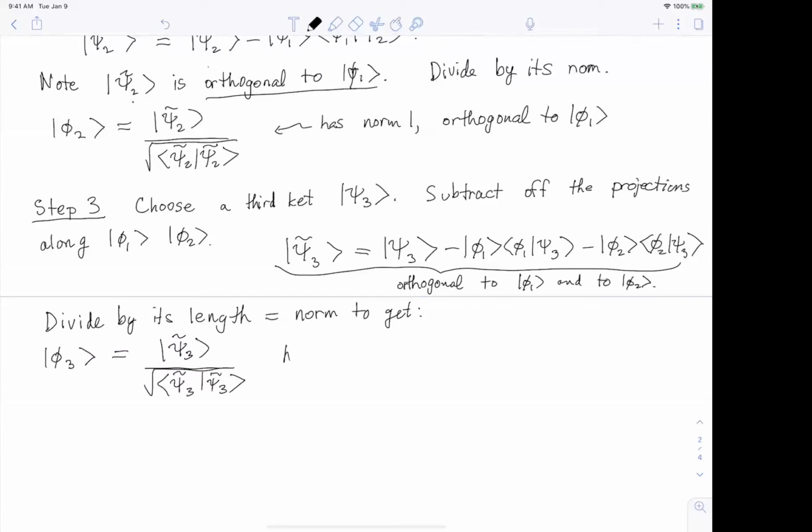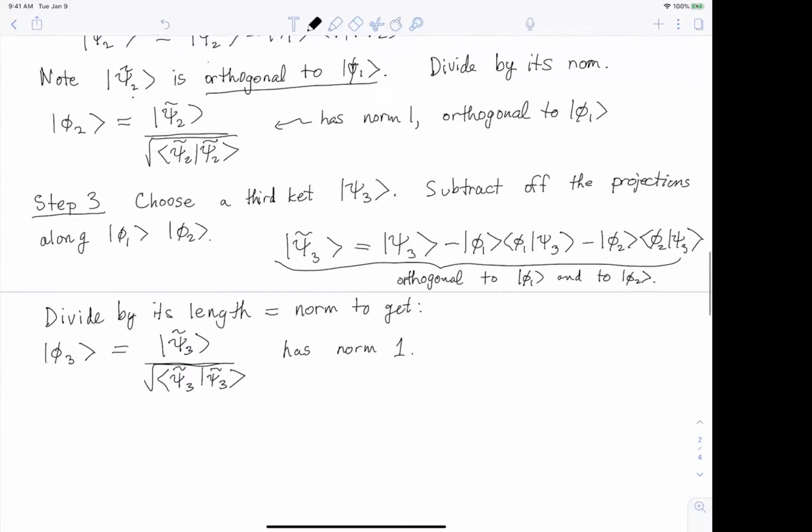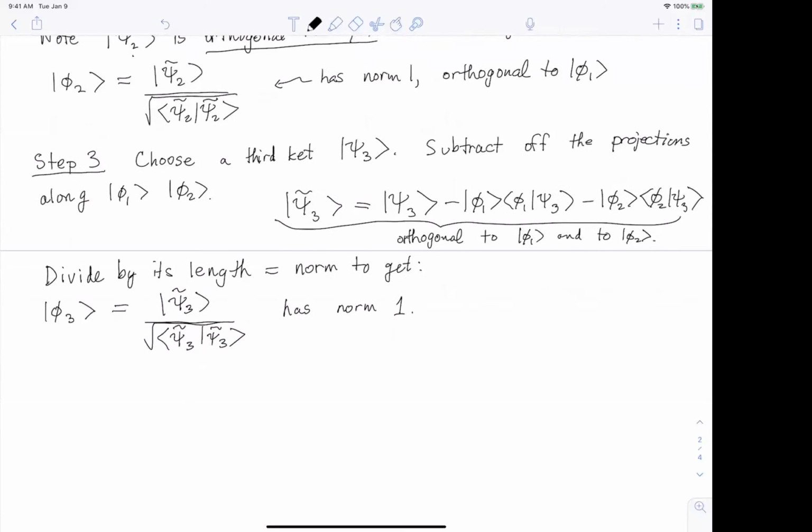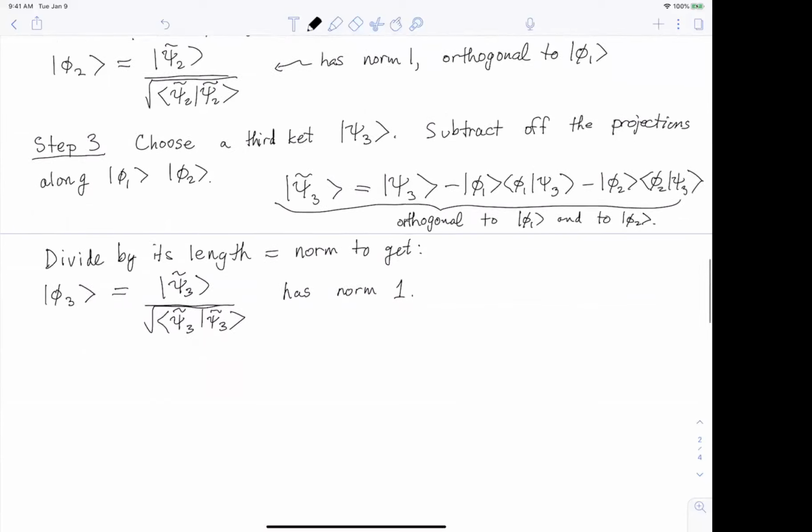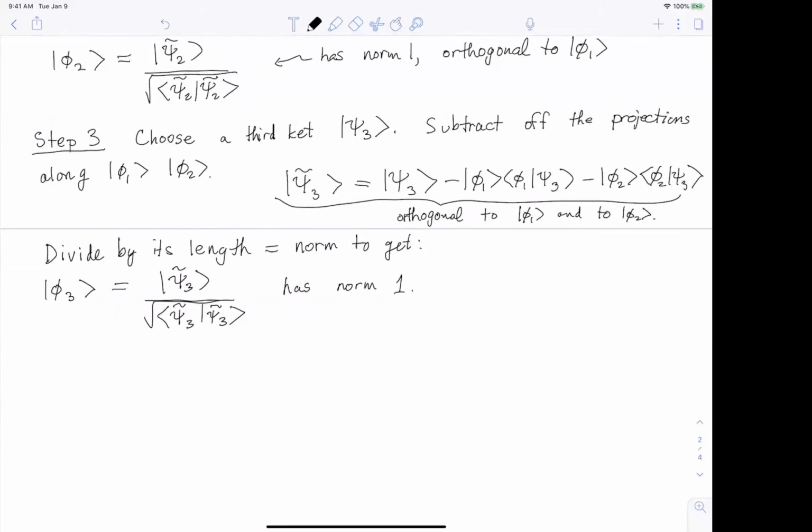And this has norm 1. So it has norm 1. It's orthogonal to phi 1 and phi 2. The way we constructed phi 2, it was already orthogonal to phi 1 and had unit length. And so that's the idea. You just keep doing this.